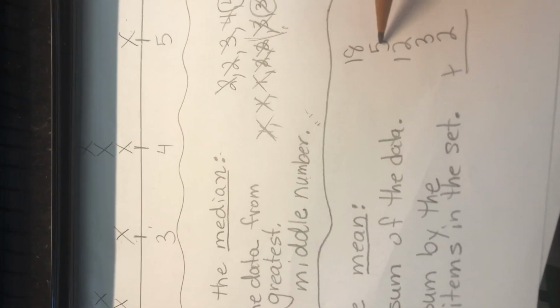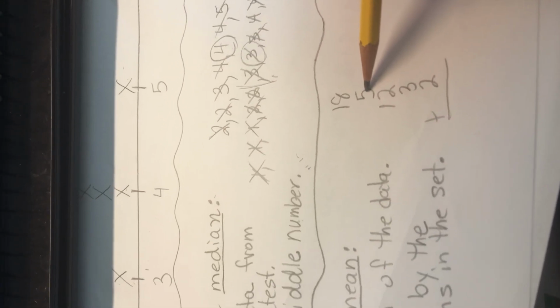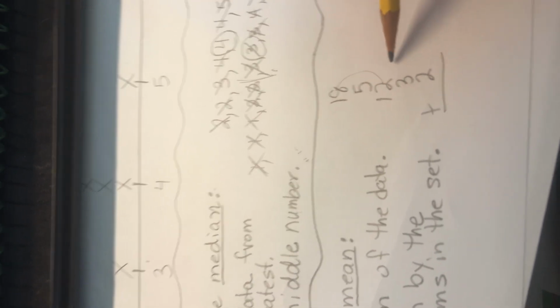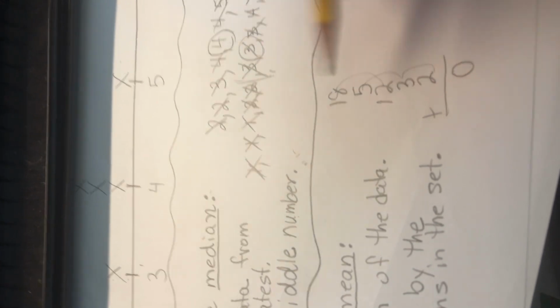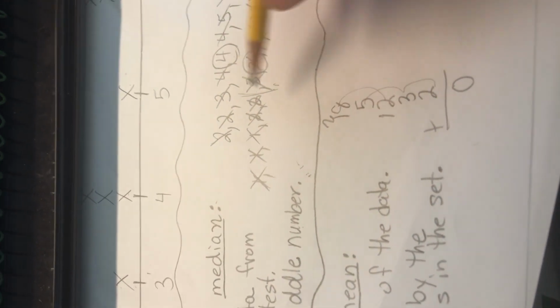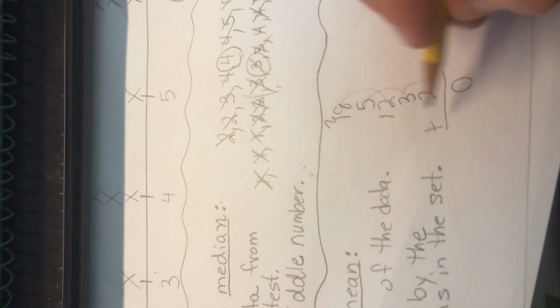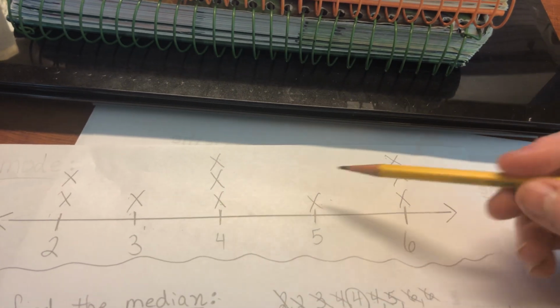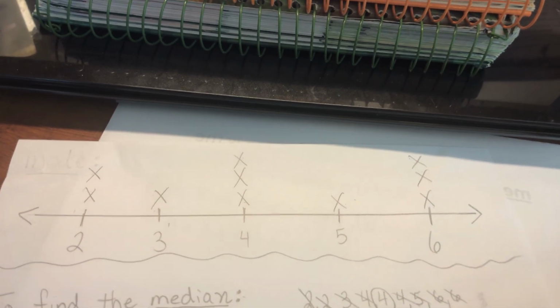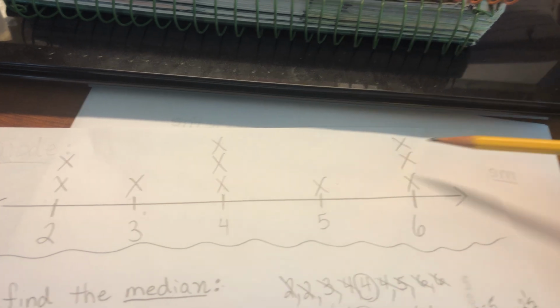18, let's see, 8 and 2 is 10. And 5, 3 and 2 is 10. So that's 20. So I put down my 0. I regroup my 2. 2, 3, 4. So my number is 40. Well, now I have to count because I'm going to divide 40 by something. So I have to count how many x's I have. And that's going to tell me how many I divide 40 by.